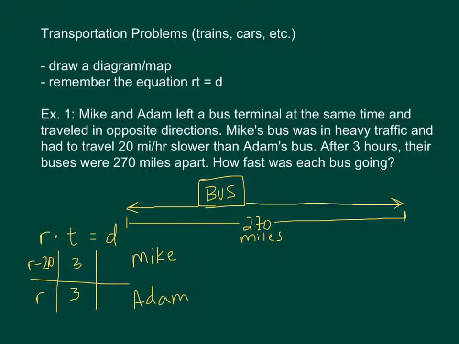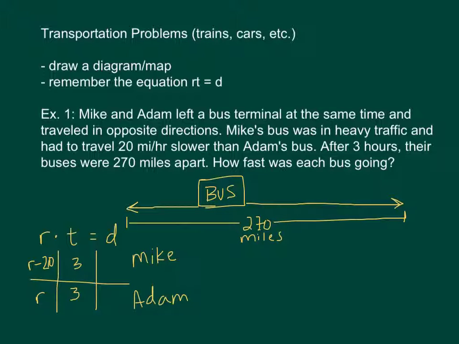Now we don't know the individual distances that they're traveling. We know Mike is not going as far as Adam. But what we do know is that the total distance that the two of them travel is 270 miles. So in a problem like this, we're going to get an expression for the distance that Mike traveled and an expression for the distance Adam traveled. We're going to add them together and set them equal to 270 miles.